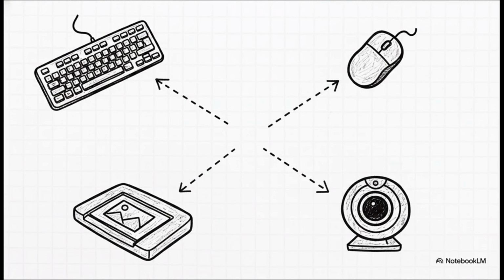And here are the usual suspects, right? These are the tools we touch and use all the time. The keyboard for typing out our thoughts, the mouse for clicking and pointing, a scanner to digitize a document, a camera for that video call. These are literally the computer's eyes and ears.